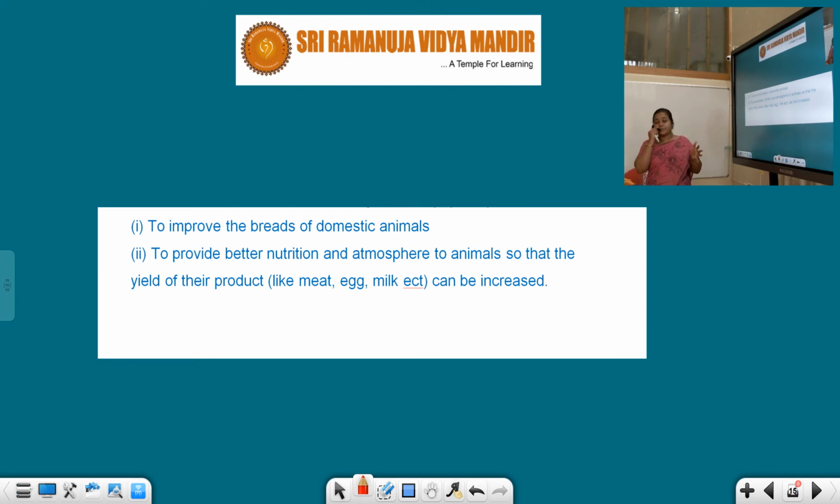The reason is that we should provide better nutritious food to the animals. Along with the food, we should provide a proper place or atmosphere for the cattle or the buffaloes. If the conditions are unhygienic, there is a chance of diseases spreading due to infections and all. That is the reason we should be very careful regarding maintenance. All these help in increasing productivity.